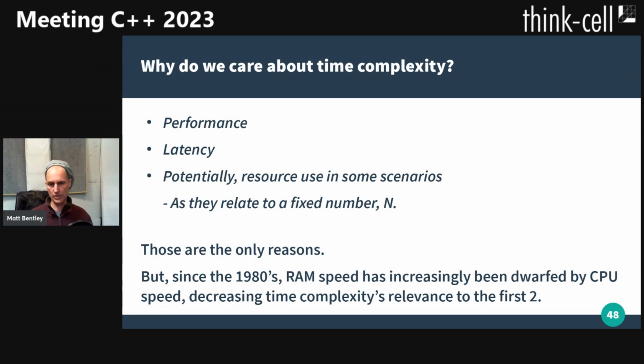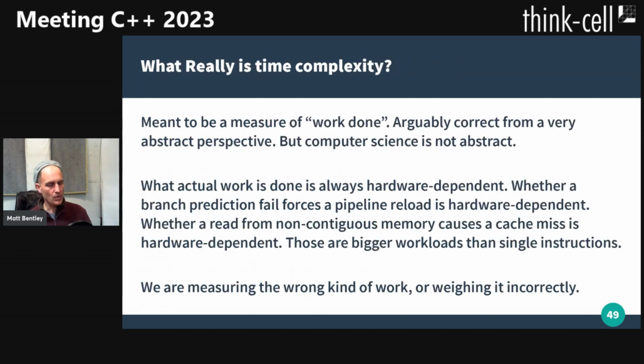So that has decreased time complexity's relevance to the first two by making the whole process of what work is done and what work the computer is doing a lot more complicated. What work the user programs is still kind of the same. But anyway, what we have to look at is what really is time complexity.